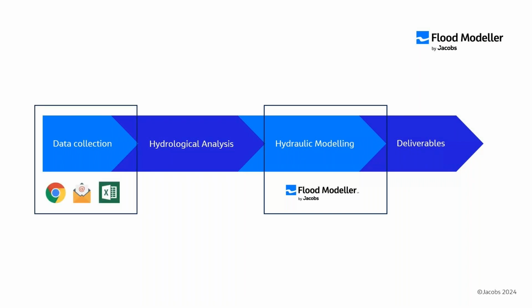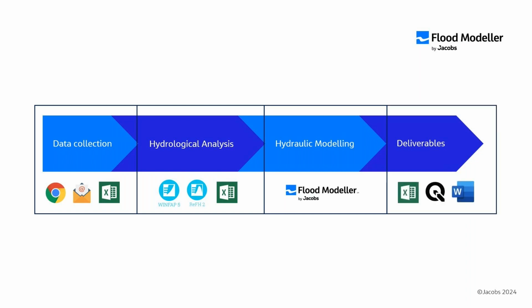At the moment, we're using different software for all these things. So the data collection is all about downloading, accessing data and storing it somewhere and processing it. Analysis makes use of specialist software like WinFAP and RFH from Wallingford, as well as other tools again to store and process that data. Flood Modeler is used to create the models and run them. And then finally, deliverables are produced, so you can get more specialist data, GIS, word processors, spreadsheets.